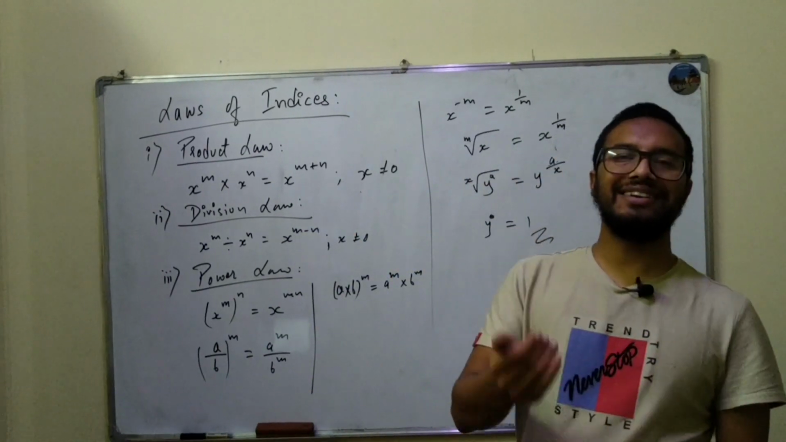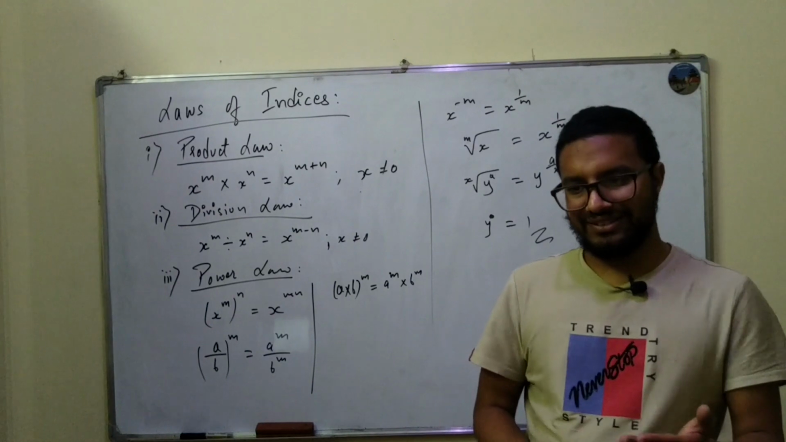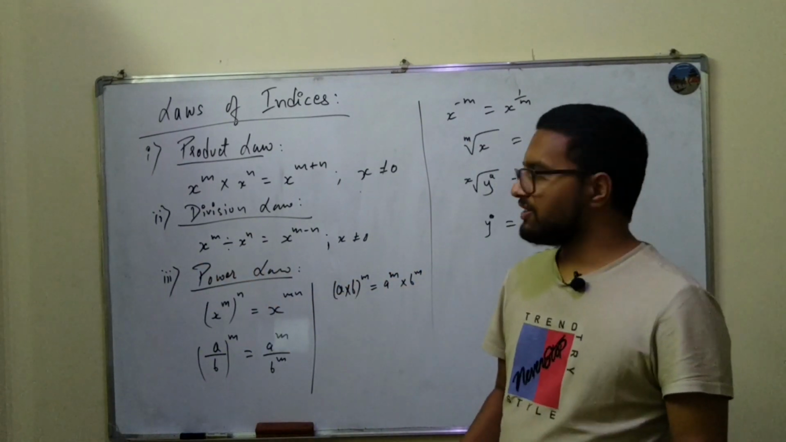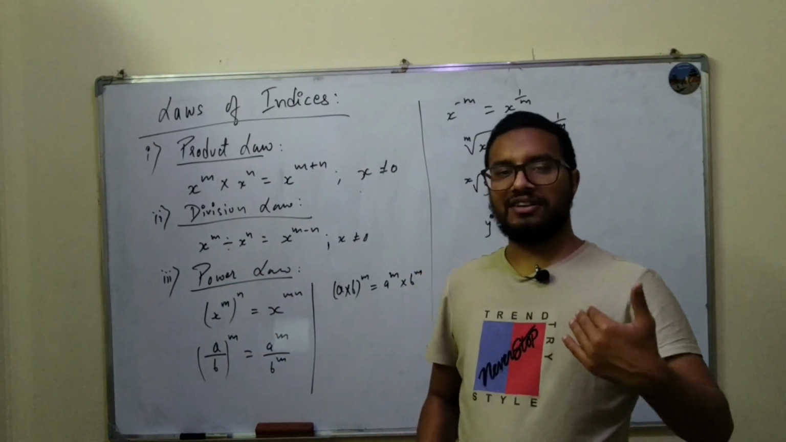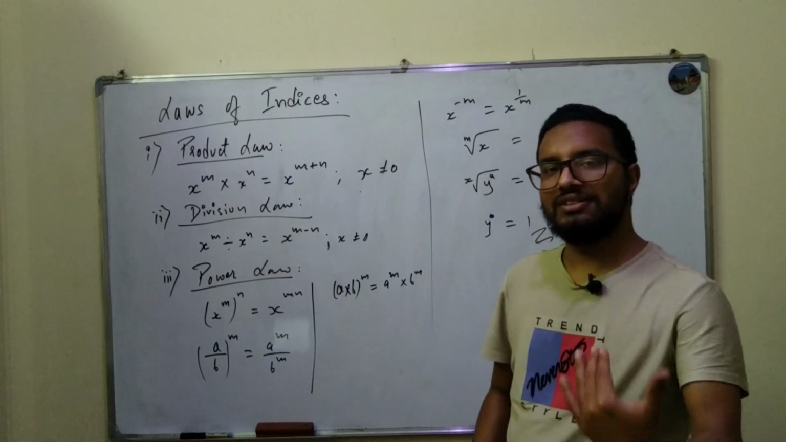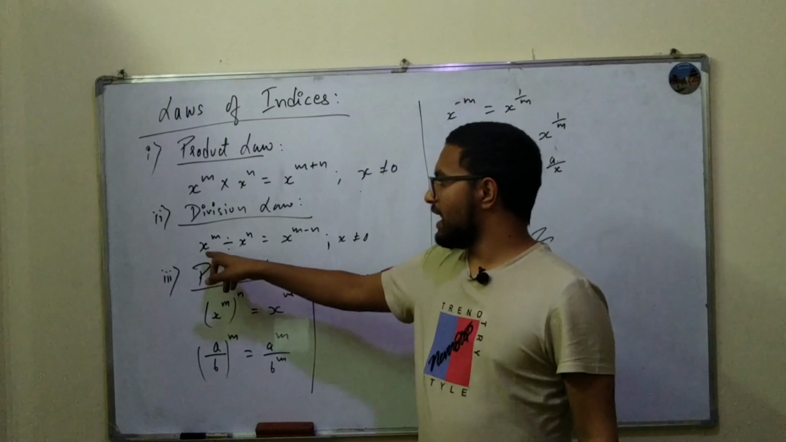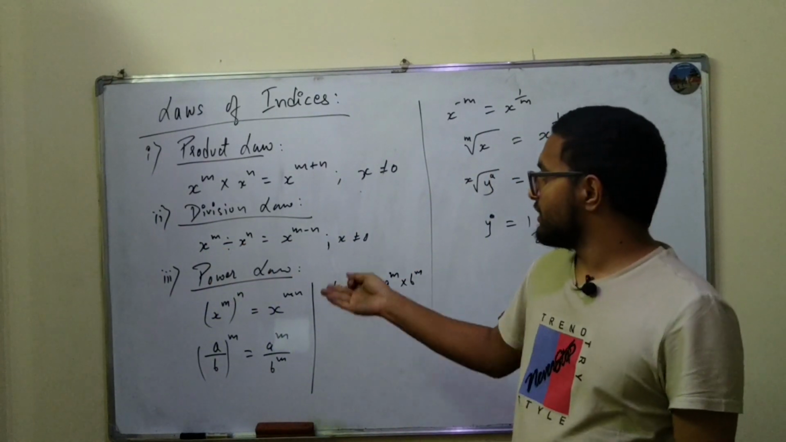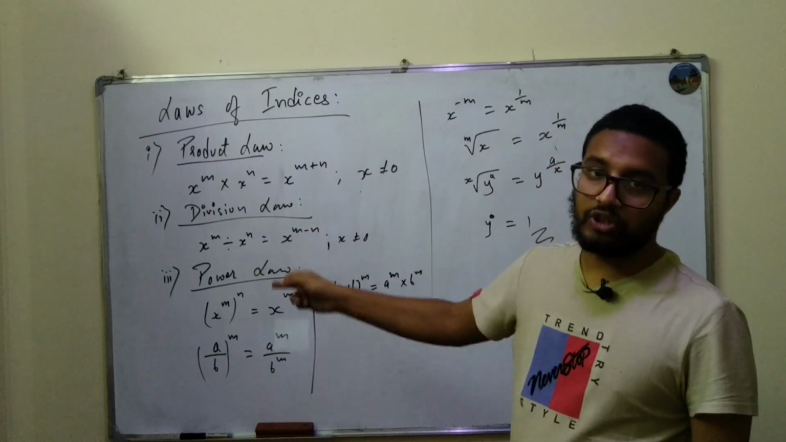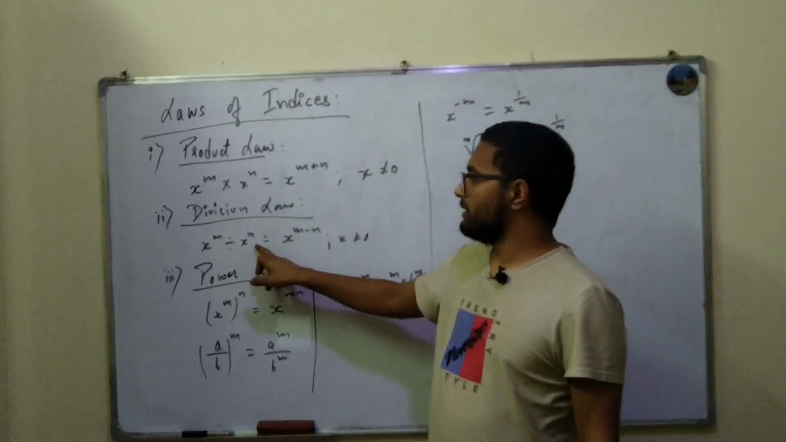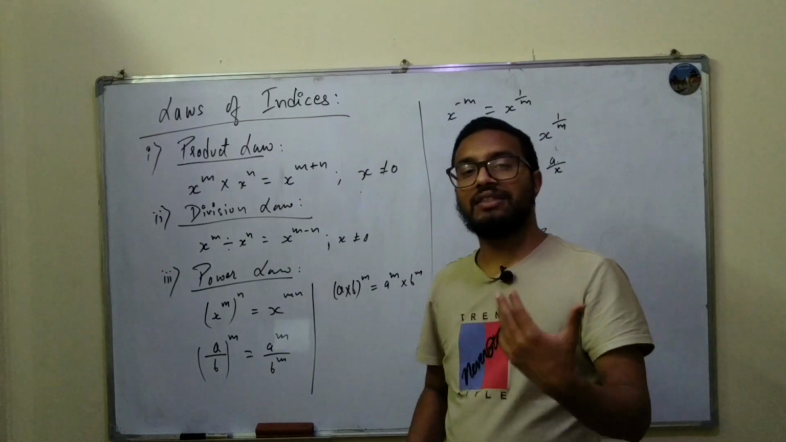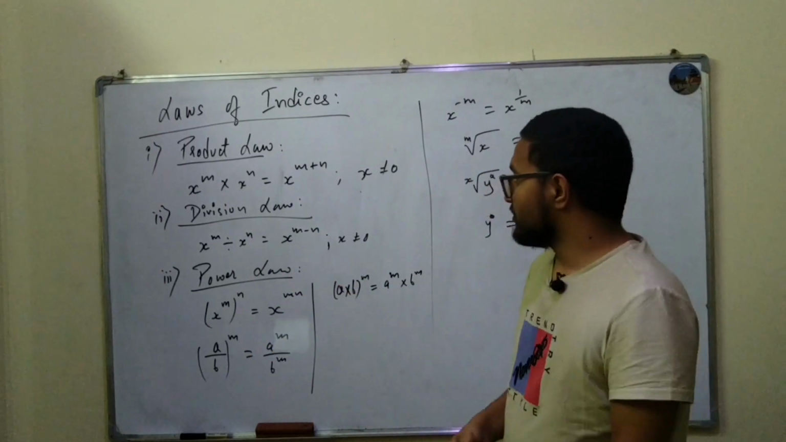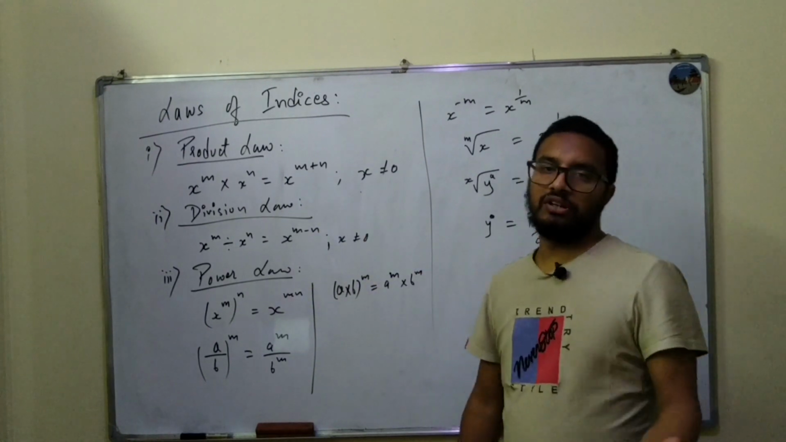In the division law, if a number is divided by another, the powers can be subtracted, but the base should be the same. If the base is x and the denominator has the same base with a different power, we can subtract the powers. So that's according to the division law.